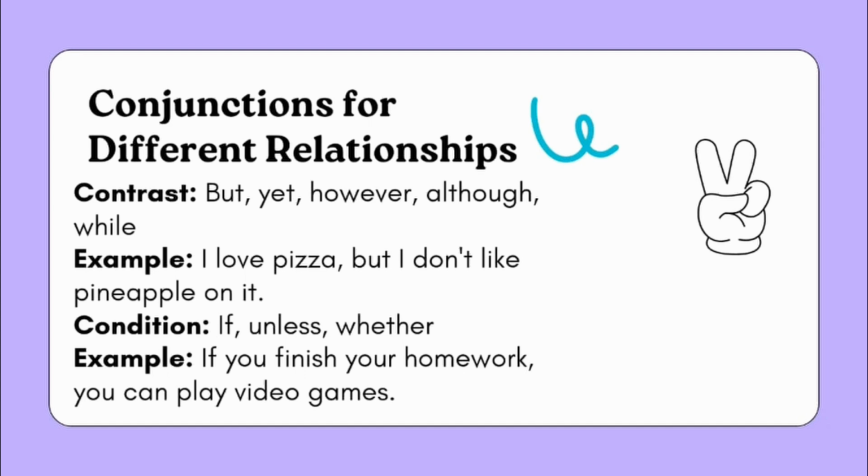So another example is conjunctions showing condition. For example, we have if, unless, whether. If you finish your homework, you can play video games. That is, the only condition under which you will play video games is if you finish your homework. So those are the different relationships that we can have by using conjunctions correctly.